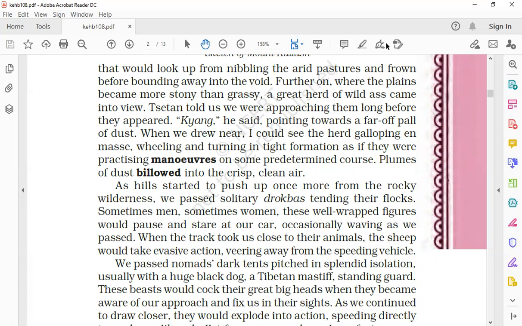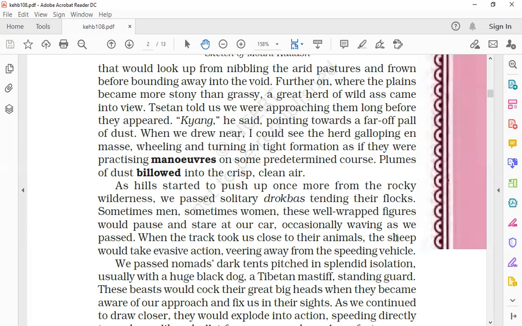And as they moved closer to the animals, the sheep would take a slippery path. They would try to avoid the vehicle, and they took evasive action and would suddenly move in another direction away from the car. So when they saw the car approaching them, they just changed their course of direction. Veering away from the speeding vehicle means turning away from the vehicle.